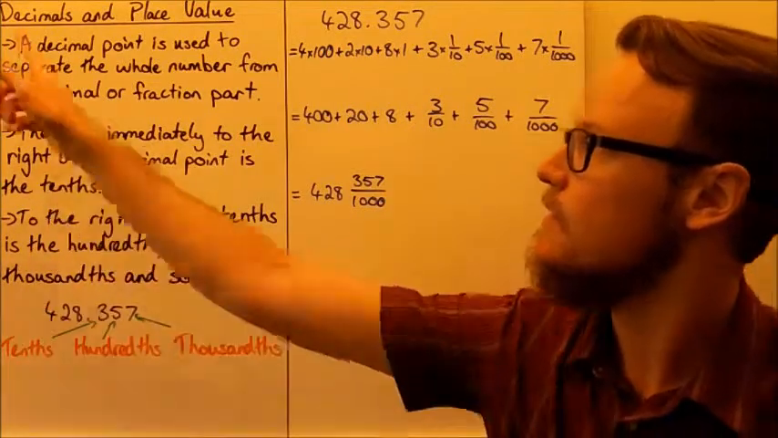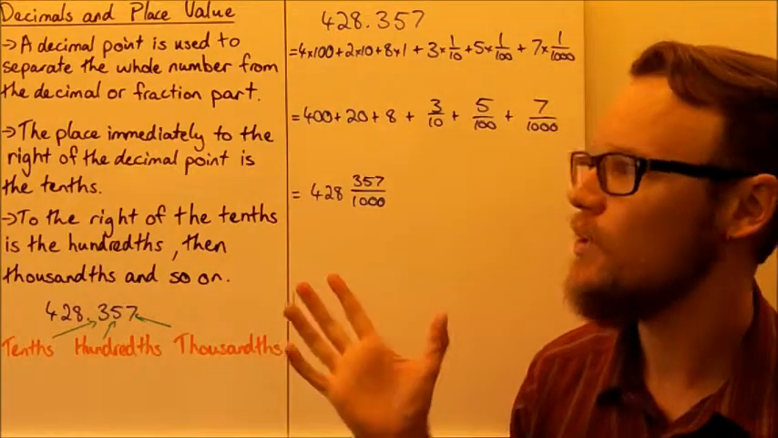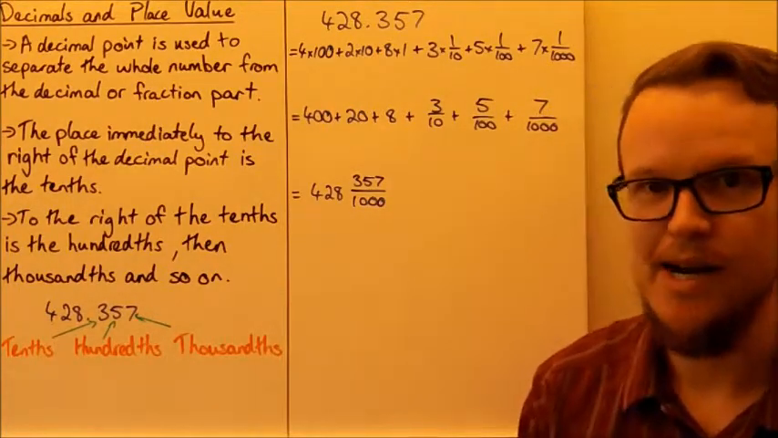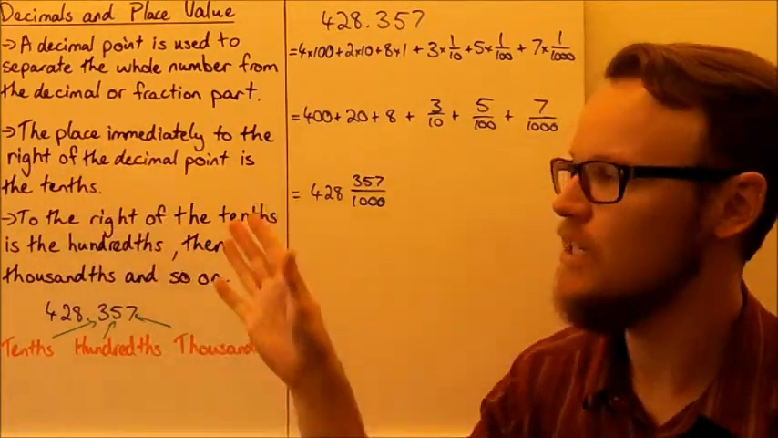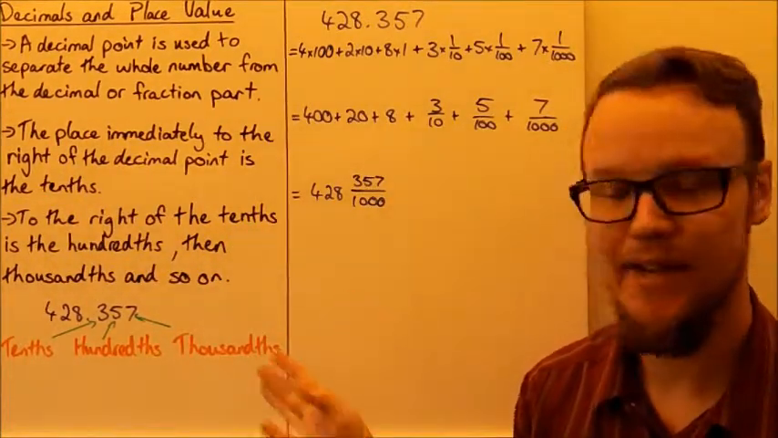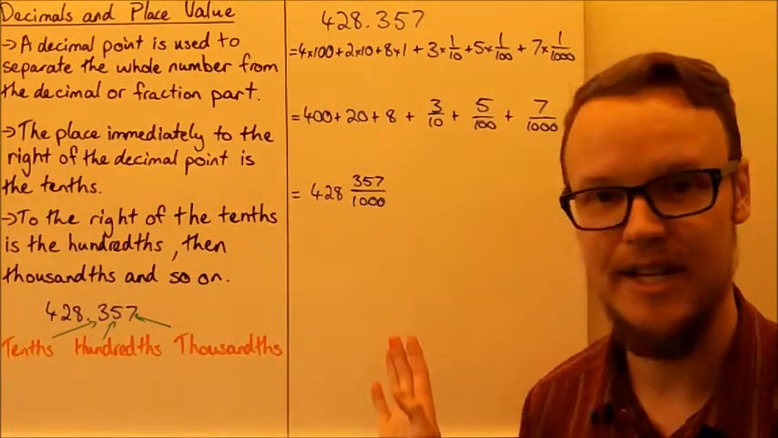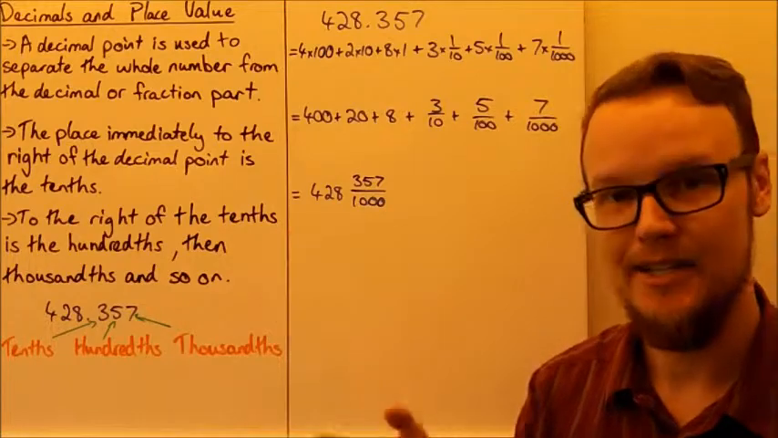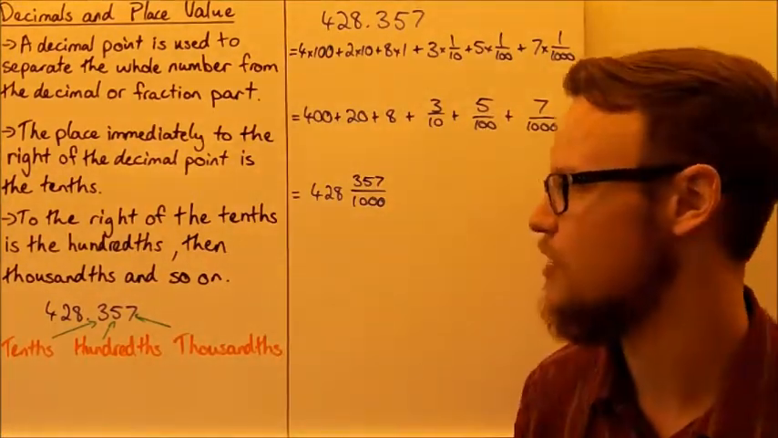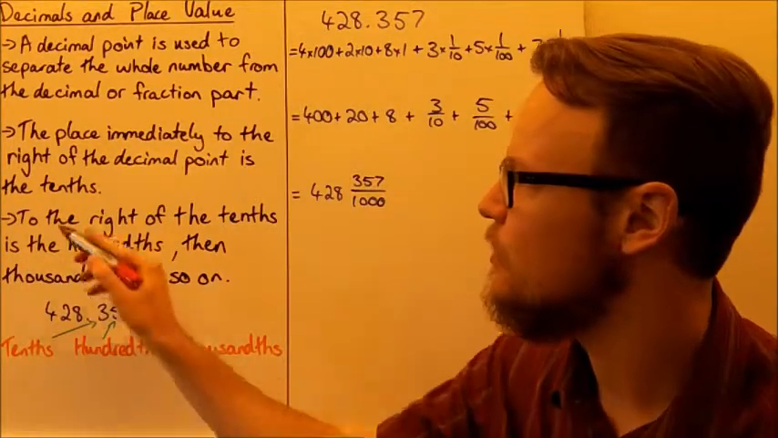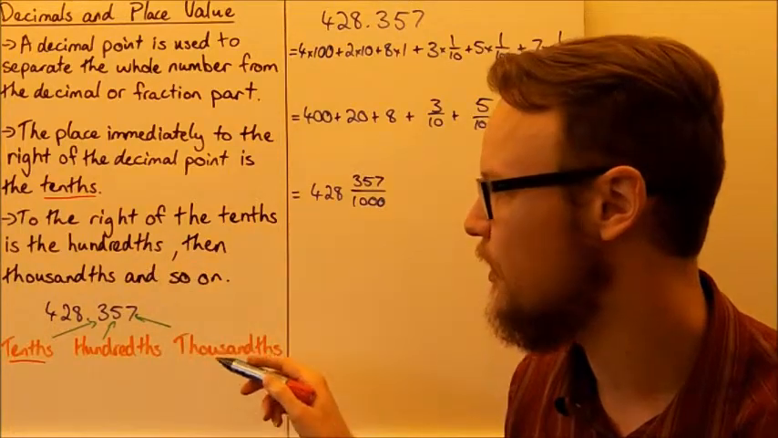Today we're going to look at decimals and place value. A decimal point is used to separate the whole number from the decimal or the fraction part, so the parts that aren't the whole. The place immediately to the right of the decimal point is called the tenths, and next to the right, or to the right of the tenths, is called the hundredths, then thousandths, then ten-thousandths, hundred-thousandths, millionths, etc. Okay, so here we've got tenths as the first one, then hundredths, then thousandths.